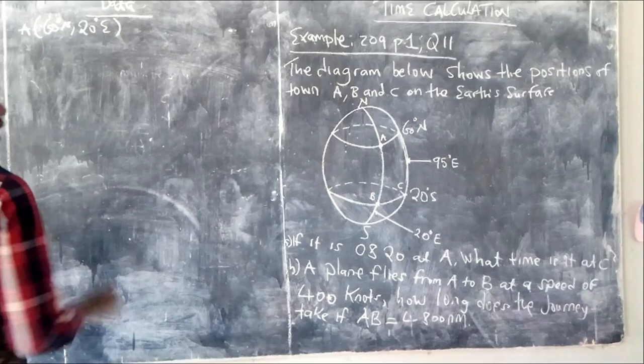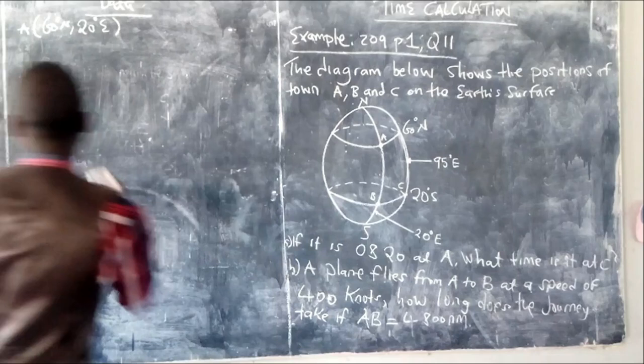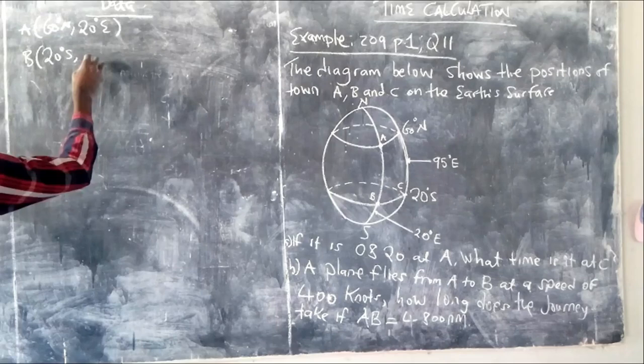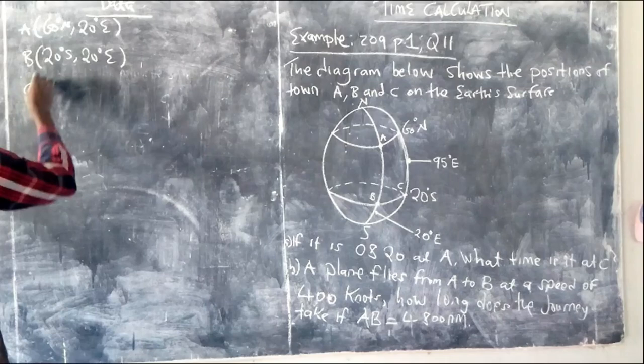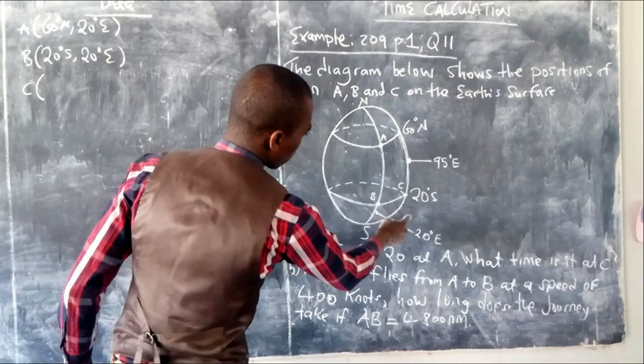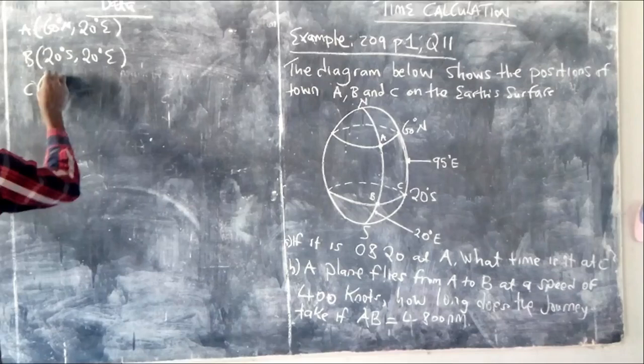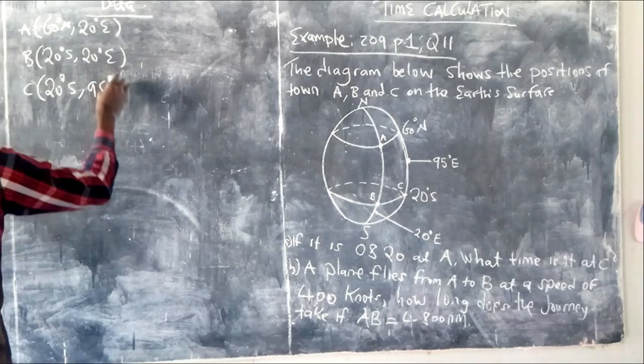Town B is on 20 degrees south, comma, and it is also on 20 degrees east. Then we go to town C. Town C is on 20 degrees south, comma, 95 degrees east. So this is the information that we have.